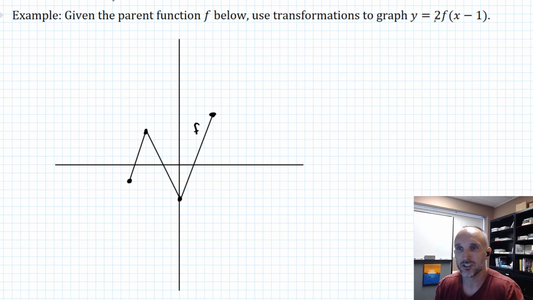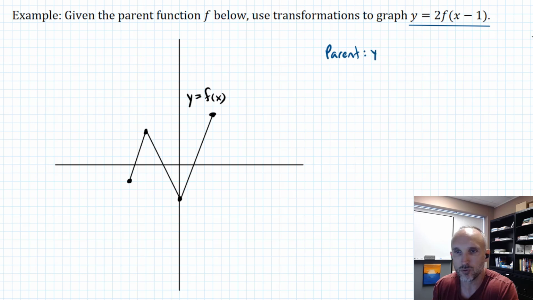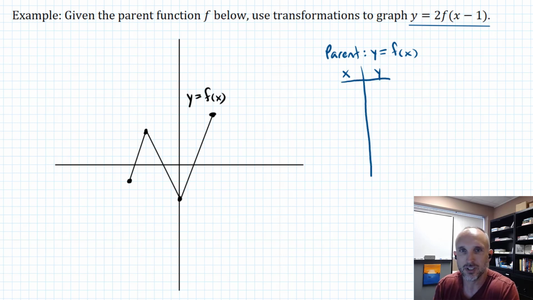And what we want to do now is graph this transformed version. It is the f function, but it can also be written as y equals f of x. And we're trying to graph this transformed function. So first thing I want to do is represent my parent with an xy table. My parent is y equals f of x. And when I'm building my xy table, I don't have a formula to calculate my y values, but I have a graph.